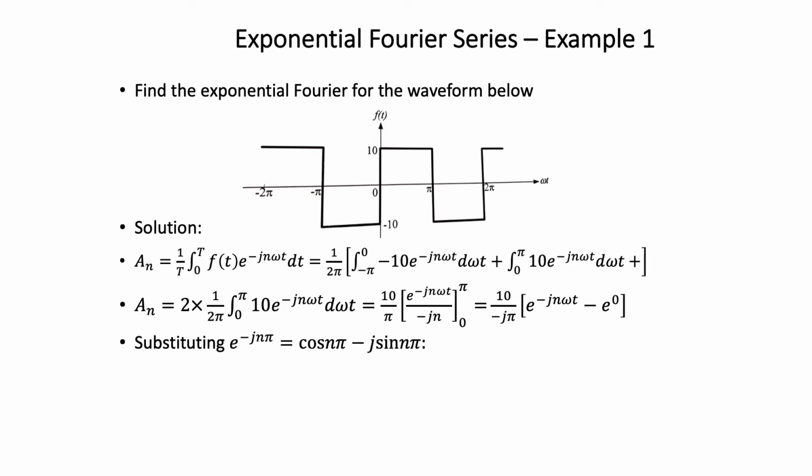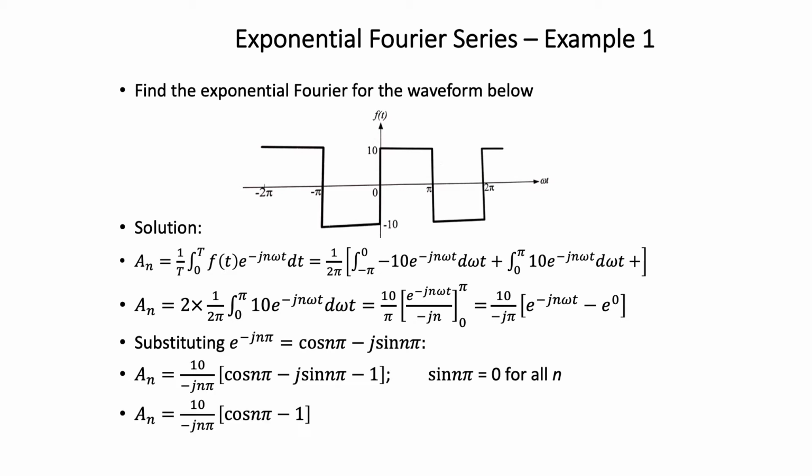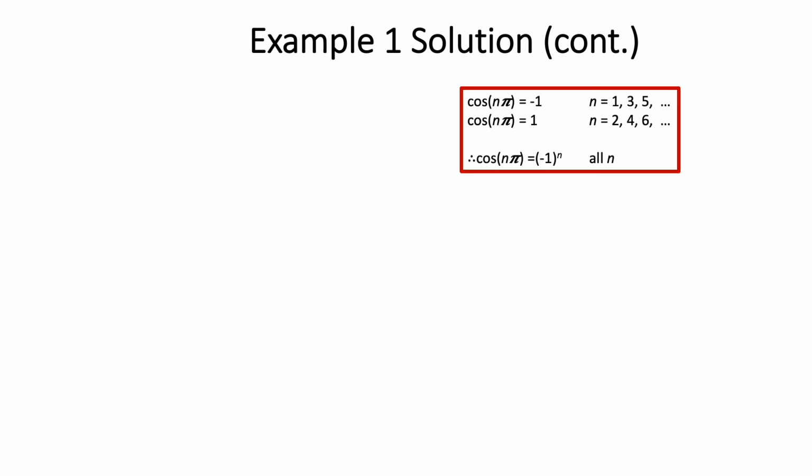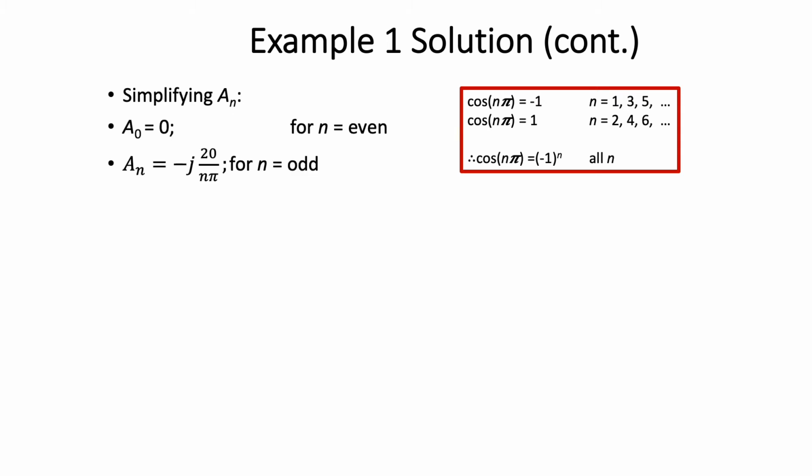substituting e to the minus j n pi equals cos n pi minus j sin n pi. Finally, we have our Cn equals 10 over minus j n pi times cos n pi minus 1. Simplifying Cn based on the red box on the top right hand side, we have our C naught equal to 0 for n equal to even, and Cn equals minus j 20 over n pi for n equal to odd.